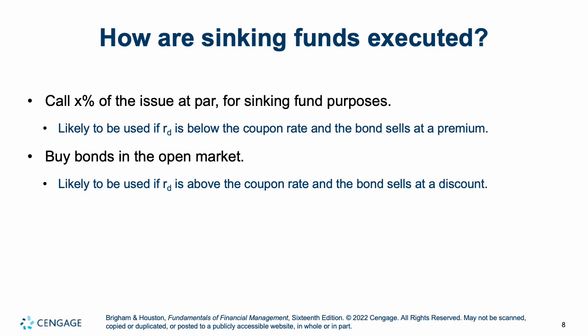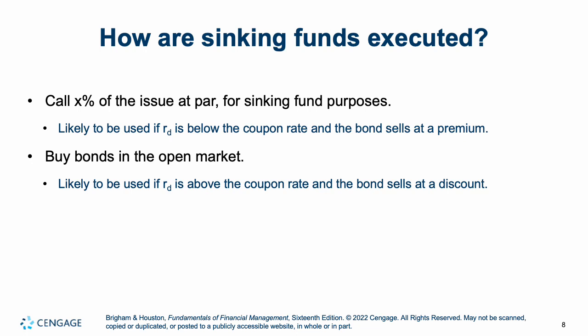Generally, you're going to call a certain percent of the total issue of bonds at par value for sinking fund purposes. If you do that, you generally are in a situation where the return on debt is below the coupon rate and the bond is selling at a premium, meaning generally the bond is selling for more than par value. If you have the reverse, if the return on debt is above the coupon rate, that means the bond is selling at a discount.